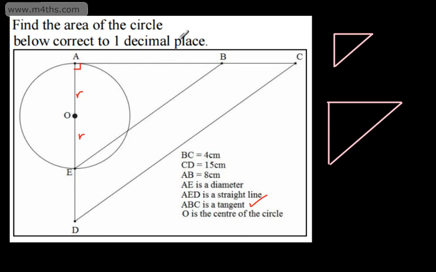So what we need to find for the area of a circle, my first thought is that the area of a circle, A, is equal to pi r squared. So let's go ahead and try and find this. So we need a radius. So if we can get this length here.